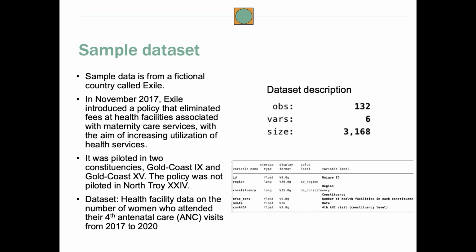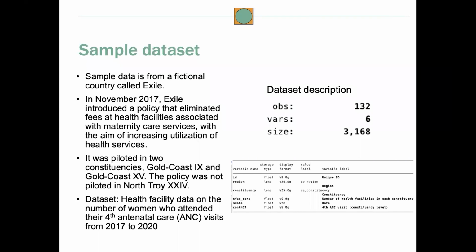The policy was piloted in 2 constituencies, Gold Coast 9 and Gold Coast 15, and we received our health facility data on the number of women who attended their 4th ANC visit from 2017 to August 2020 specifically. So in part 1 of this ITS video, we prepared our data set by aggregating our data to the constituency level, formatting our counts to rates, reshaping our data from wide to long, and finally formatting our dates to be recognized by Stata. And so as of now, we have 6 variables and 132 observations in our data set.